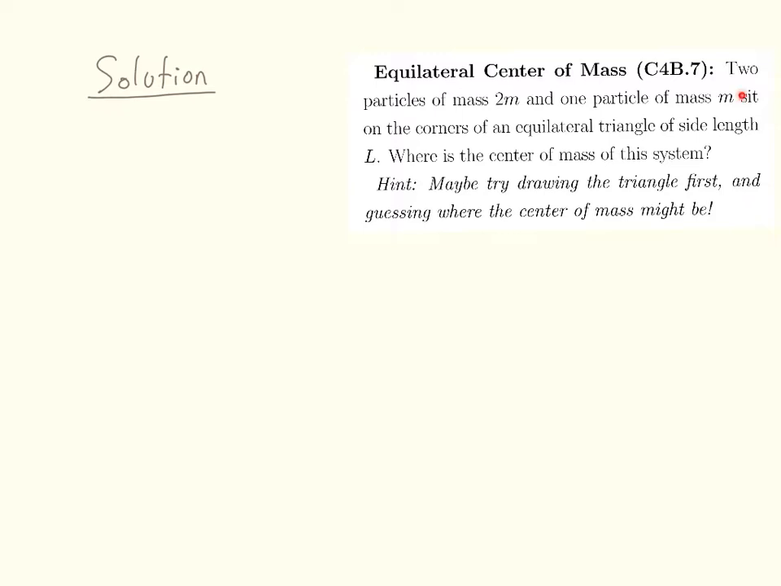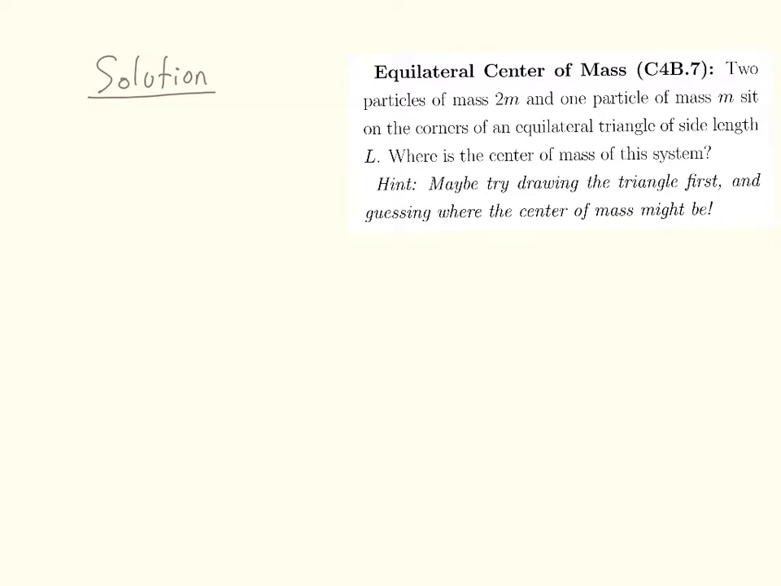We have three particles, two particles of mass 2m and one particle of mass m, and they sit on the corners of an equilateral triangle of side length L, and I want to know where the center of mass of this system is. And so I think the hint is useful. Maybe try drawing the triangle first and guessing where the center of mass might be.